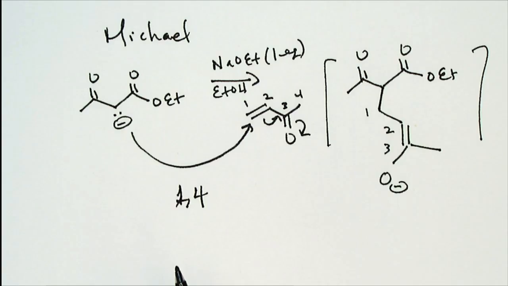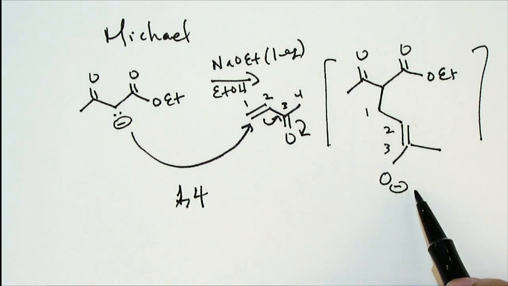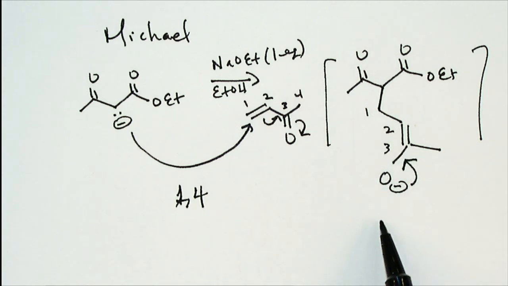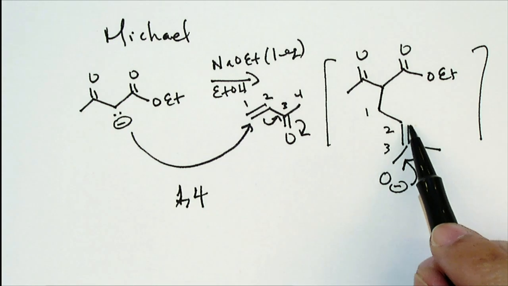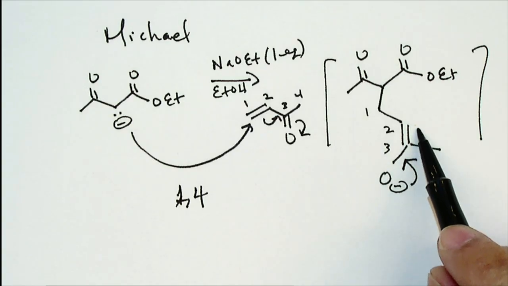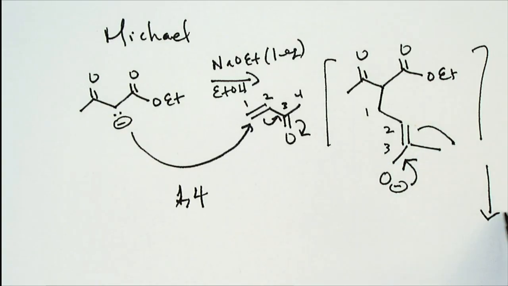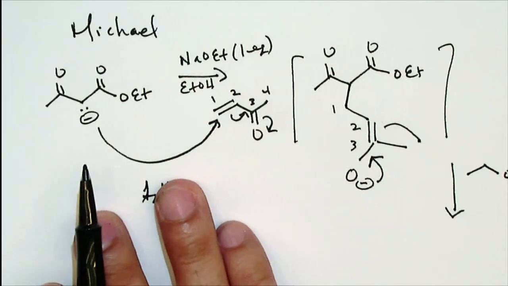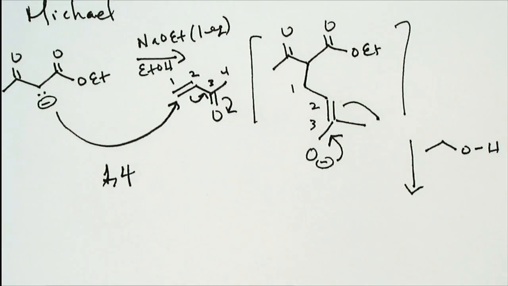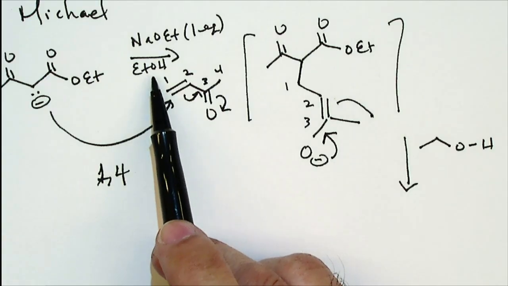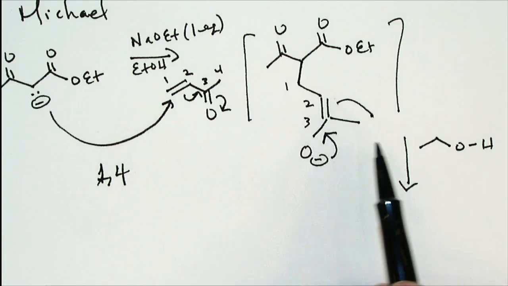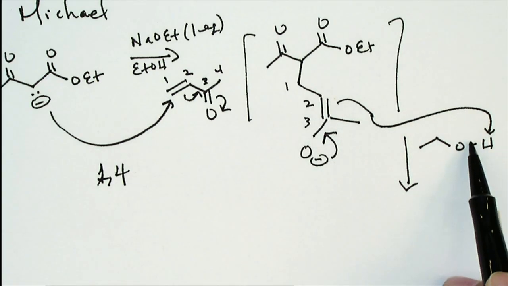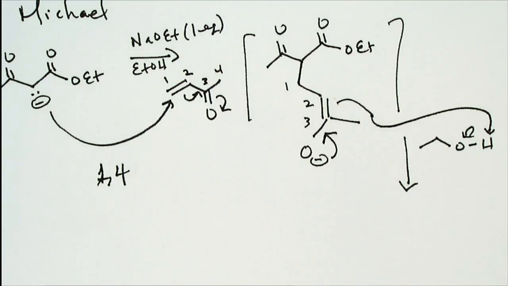So then what's going to happen next is that you are going to protonate. So you reform the carbonyl, the electrons move over to carbon number 2, and carbon number 2 is going to reach over, and it's going to pick up a proton from the ethanol. It's going to pick up a proton from the ethanol that you're using as your solvent. So carbon number 2 reaches over and picks up a proton, kick those electrons in.